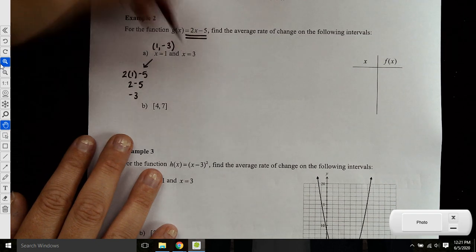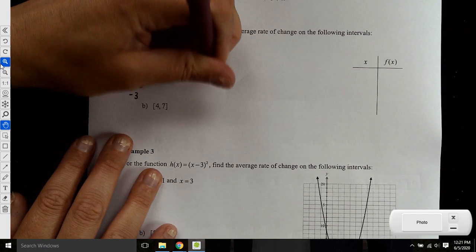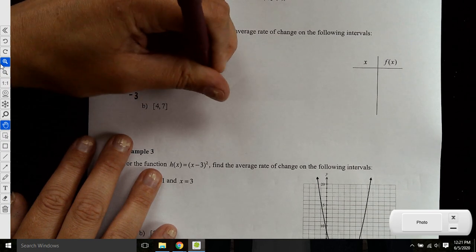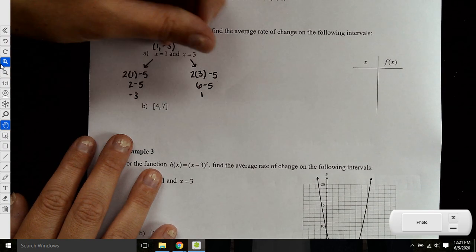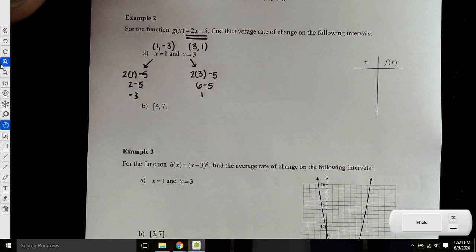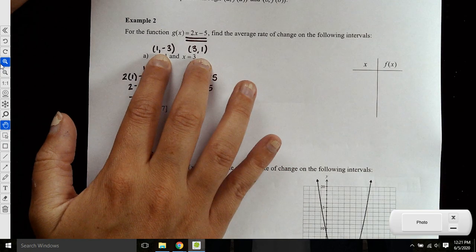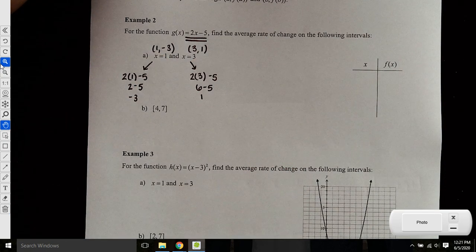Then at x equals 3, I've got 2 times 3 minus 5, so that's 6 minus 5, that's 1. So this point is 3 comma 1. So when you're looking for average rate of change, you need to find the 2 points, and then essentially you're just finding slope between them.